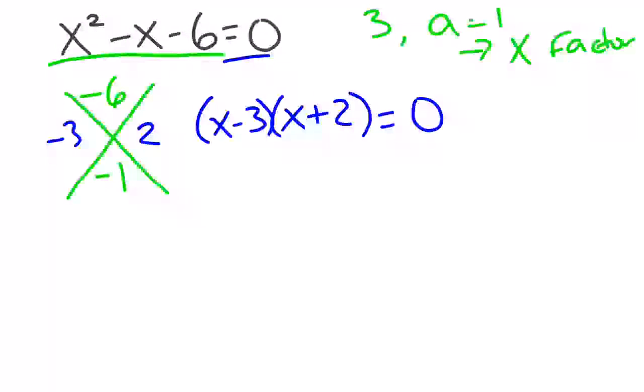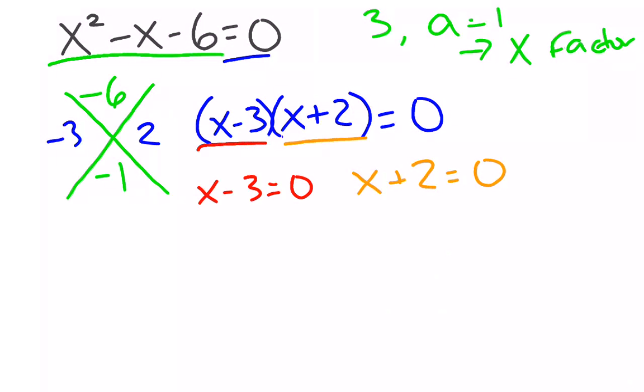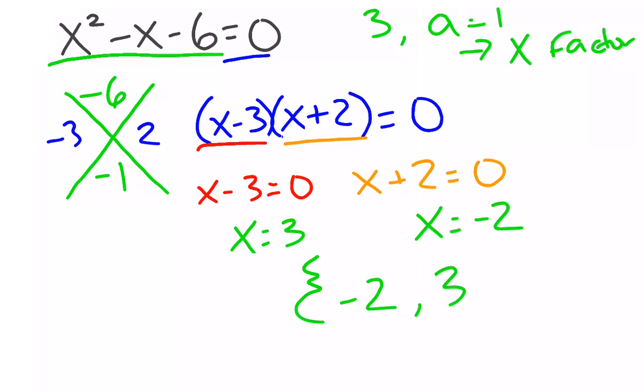Next it says to set each expression equal to 0, so that means I need to set x minus 3 equal to 0, and I need to set x plus 2 equal to 0. And finally, I need to solve. So when I solve, I get that x equals 3, x equals negative 2. I just added 3, subtracted 2. Sometimes you'll see this as negative 2, comma 3 in those brackets we used back with domain and range. Or I might just see it as x equals 3, x equals negative 2. Either way.